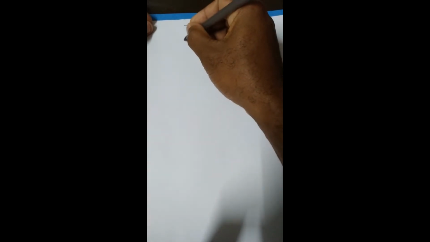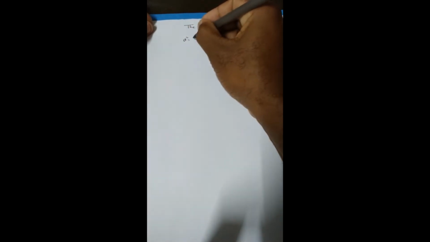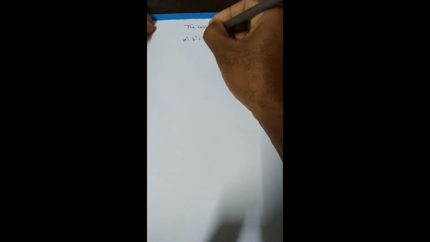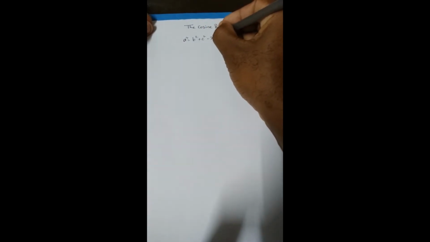The cosine rule is on the CXC paper where they have the formulas. So you don't necessarily have to know it, but just know how to apply it. But nothing is wrong with knowing what the cosine rule actually is. The cosine rule is a squared equals b squared plus c squared minus 2bc cos A.